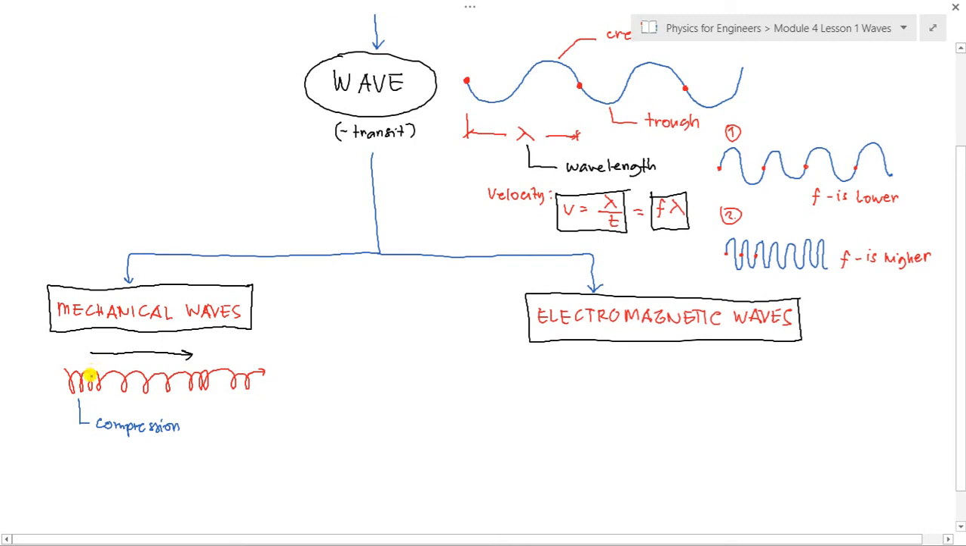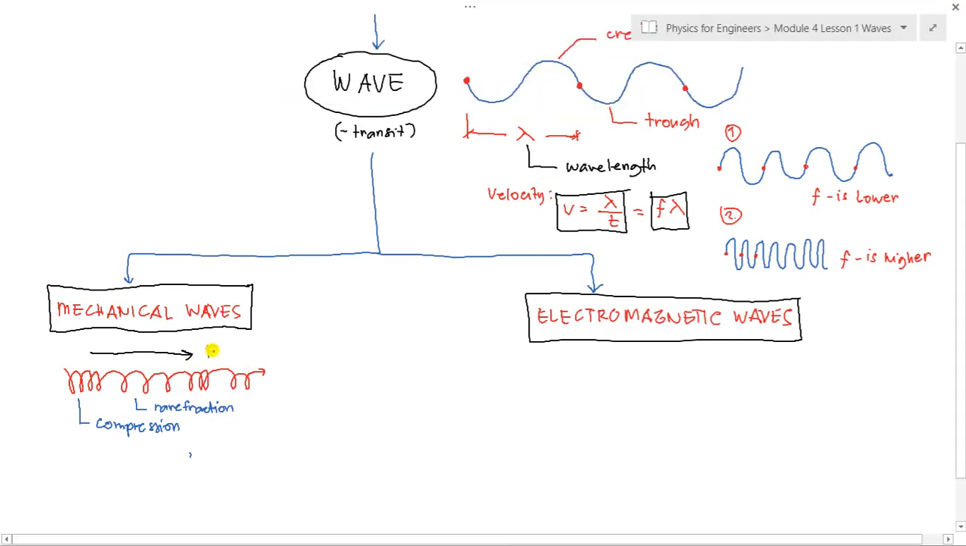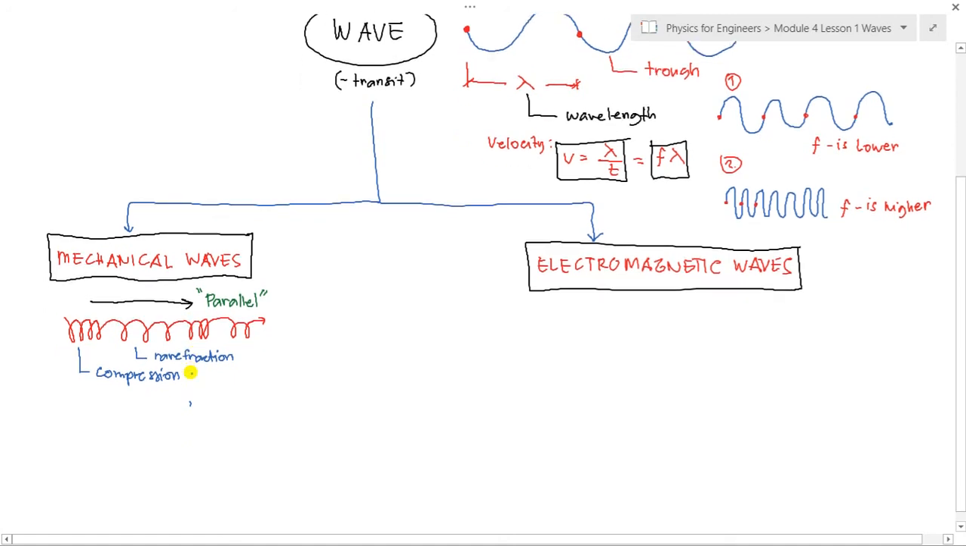meaning the wave particles there are closer to each other, pushed together. After they are pushed together, of course they bounce back and move apart again, so there is a region where the wave particles of our mechanical wave are farther apart, and we call this rarefaction. Okay, again, the orientation of our mechanical waves is parallel to the direction of the wave. So the orientation is parallel, and it is composed mostly of compression and rarefaction sections.